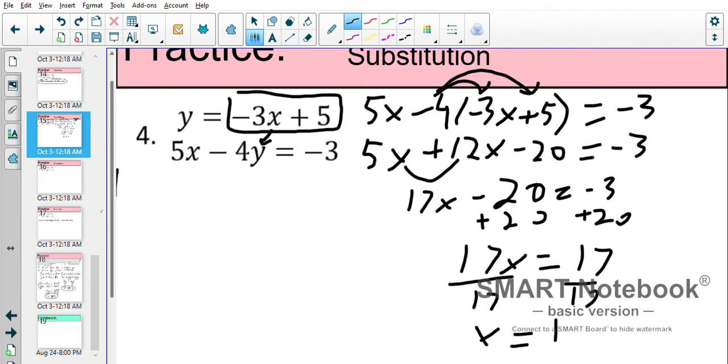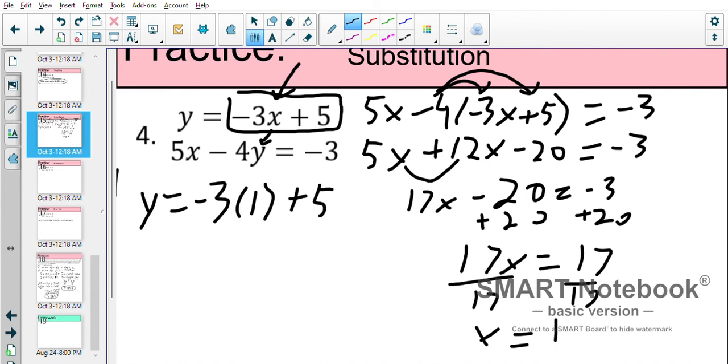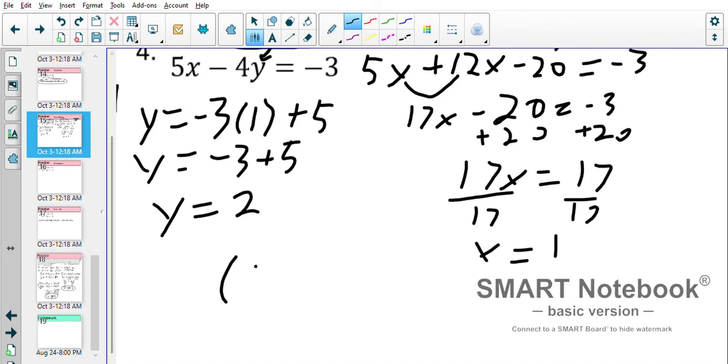Now we need to plug that back in. We're solving for, we need to get our y value still, so the top equation is going to be easiest to plug it into since it's already solved for y. So we'll do that. We get y equals negative 3 multiplied by 1 plus 5. Negative 3 times 1 is negative 3. So negative 3 plus 5, and that will finish us out. We have y equals positive 2. So our solution on this one, x is 1, y is positive 2.